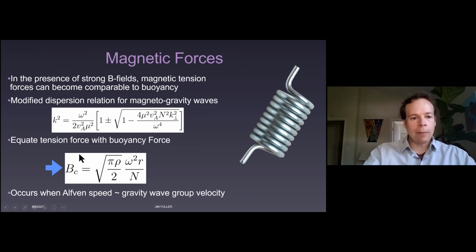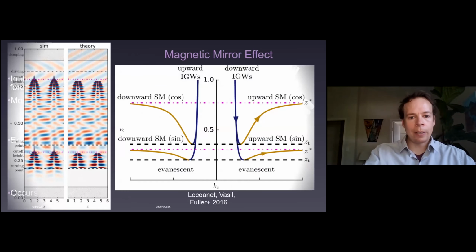And so you can calculate pretty simply the magnetic field strength you need in order to prevent the wave propagation. And it just boils down to this number, which just depends on the wave frequency divided by the Brunt-Väisälä frequency. So what happens is, as the wave propagates into the core of the star, where the Brunt-Väisälä frequency is really large, then a magnetic field of sufficient strength will disrupt its propagation. That also occurs when the Alfvén speed's basically the same as the group speed of the waves. So that's what we think is happening.